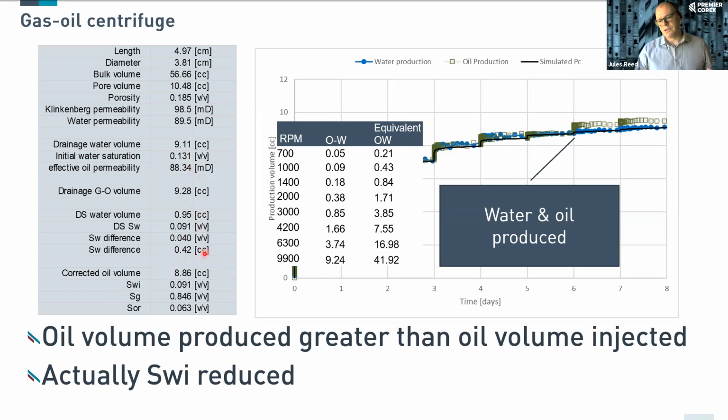But when you correct for any water that's produced, because we did Dean Stark at the end to determine the saturation, the saturation before testing was 13%. At the end of the test, the saturation was only 9%. So we've lost 4% of the saturation. When you correct for this, you get more realistic data. Originally the residual oil would have been negative, but once you've corrected and accounted for the water production, the residual oil is actually 6%.